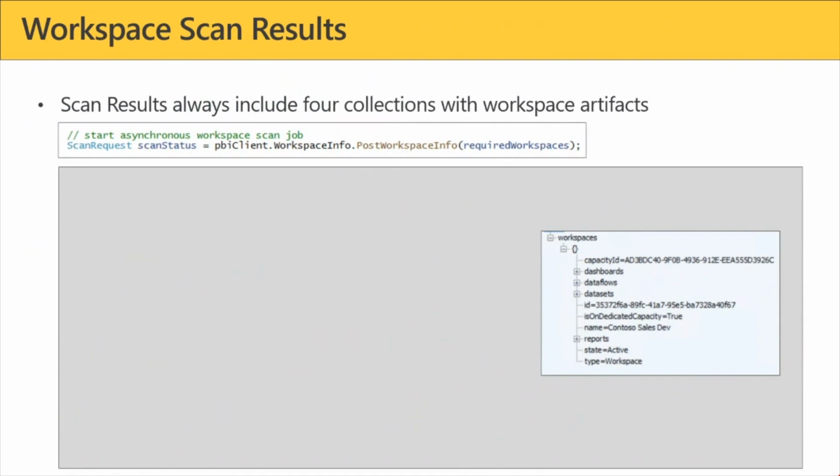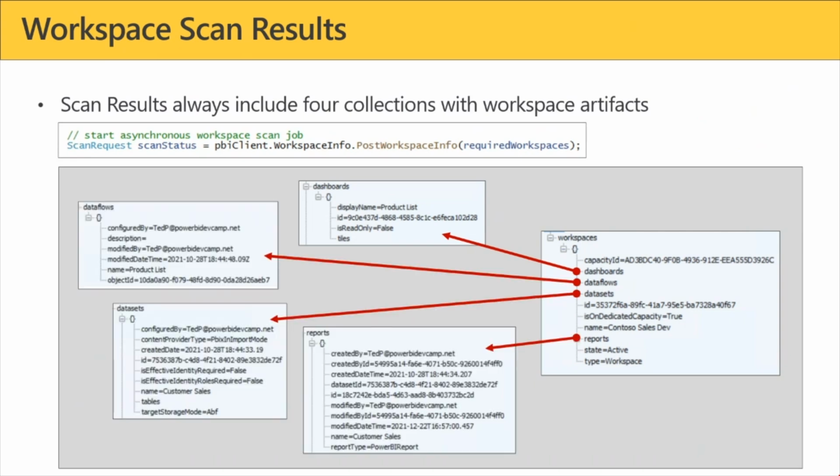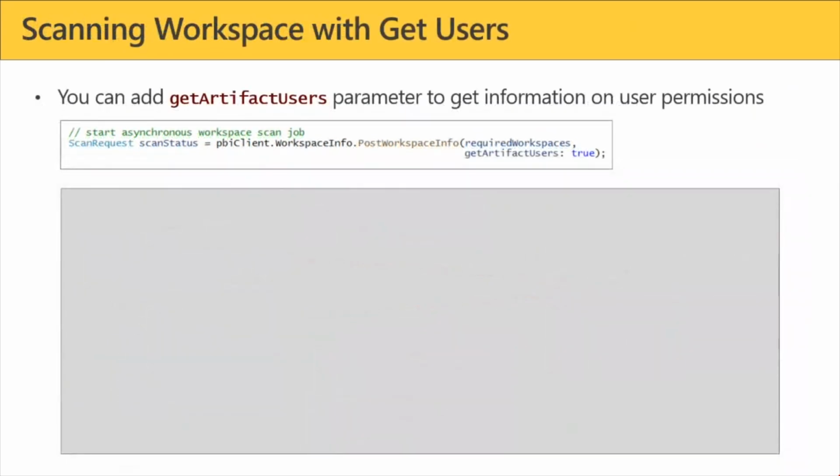Now let's look at scan results. Now remember when we called GetGroupsAsAdmin, you had to use the expand parameter. When we call post workspace info and we get back the scan, it's automatically going to populate the 4 primary artifacts: dashboards, data flows, data sets, and reports. Okay, now there's a lot of extra parameter passing that you can do with post workspace info. So let's look at a couple options.